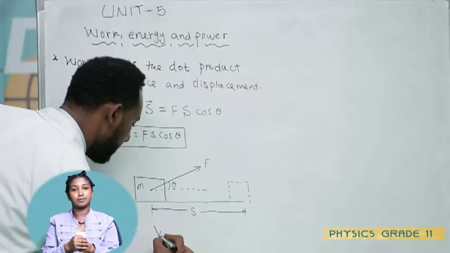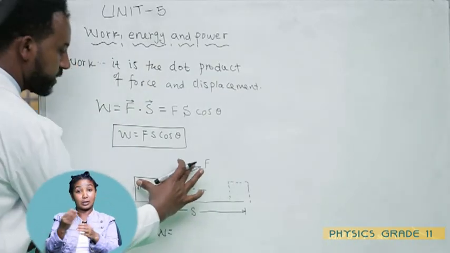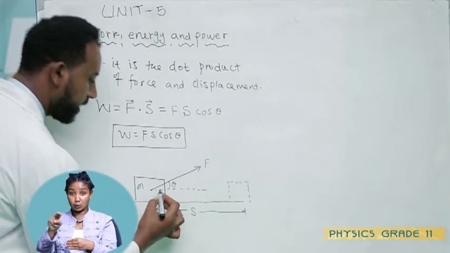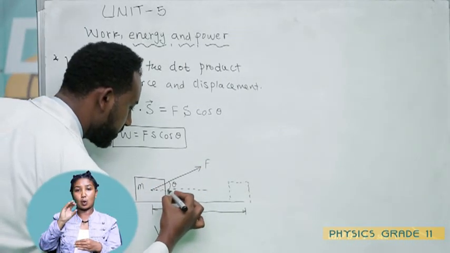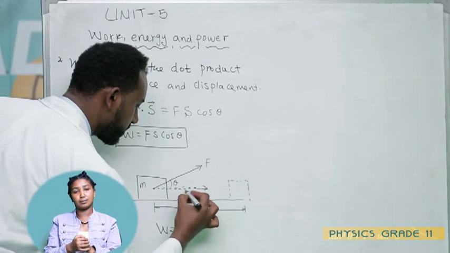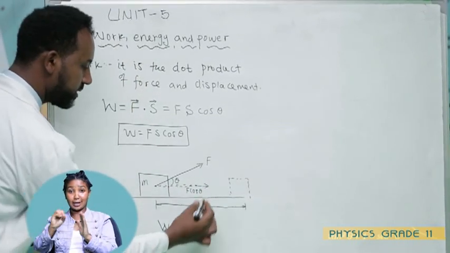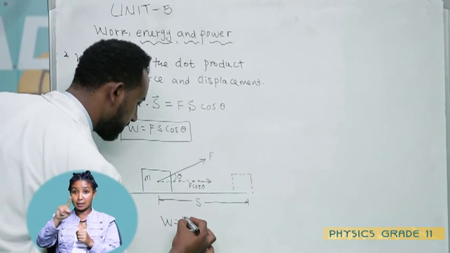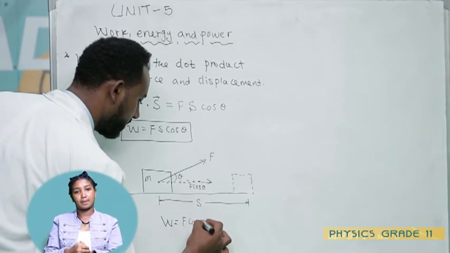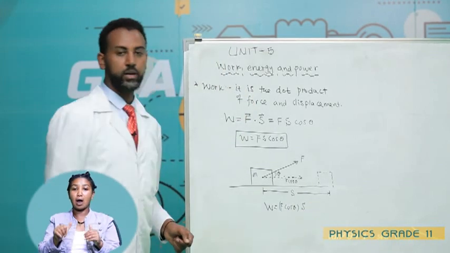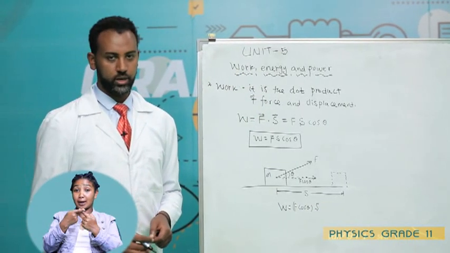So work is given as what? The force F, and its component along the horizontal is F cos theta. The horizontal component of this force is F cos theta times what? A displacement S. F cos theta times displacement S. This is how we determine mechanical work.